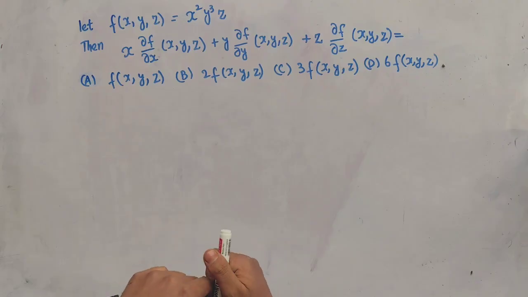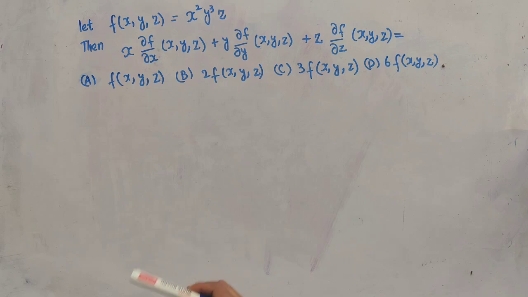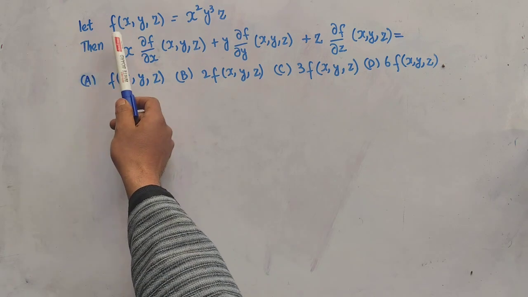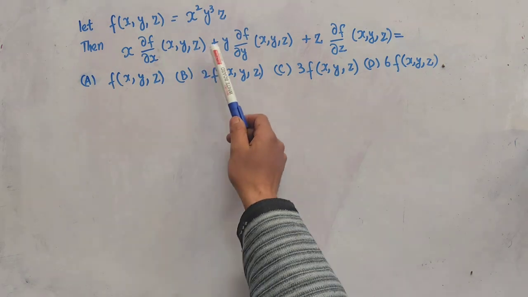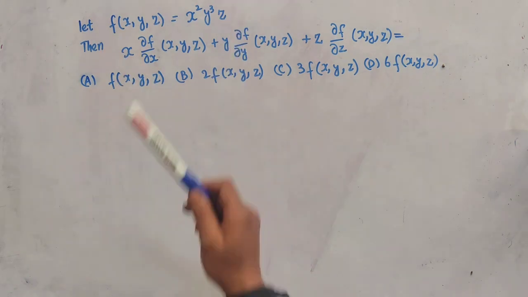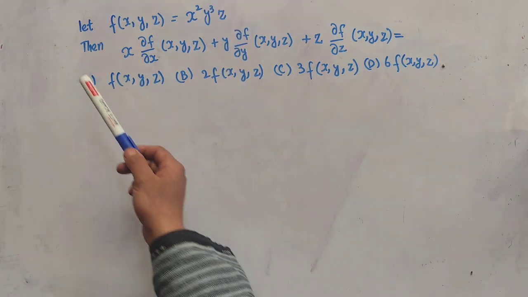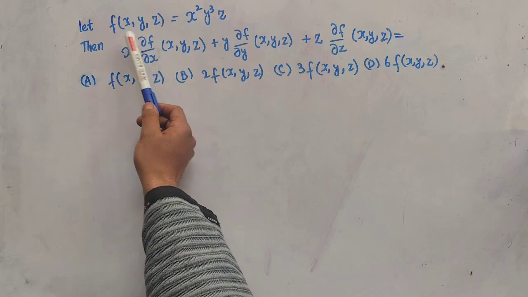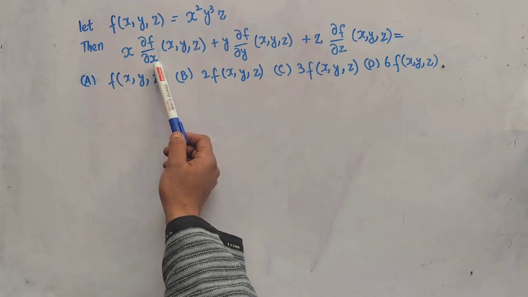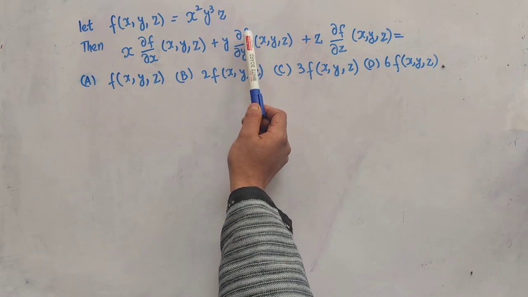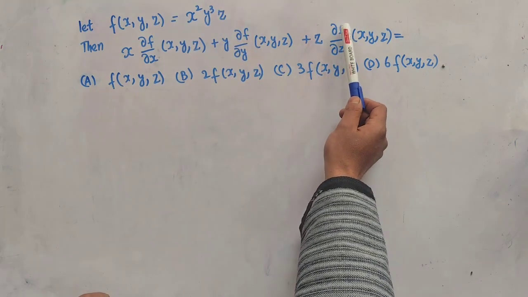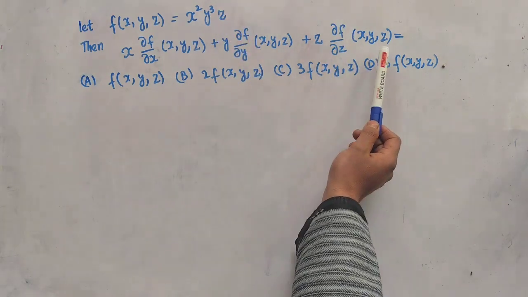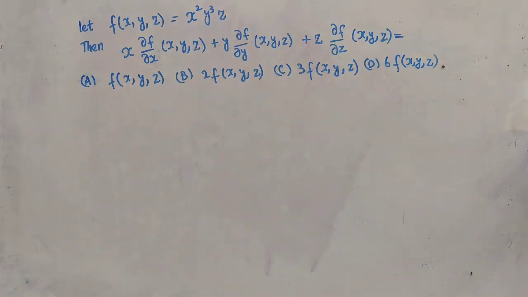The next question is how to find out the partial derivative of the given function. Let f of x comma y comma z be equal to x square y cube z. We have this multivariate function. Then we need to find x times the partial derivative of this function with respect to x, plus y times the partial derivative with respect to y, plus z times the partial derivative with respect to z, which should be equal to one of the given options. We need to find the correct option in this case.